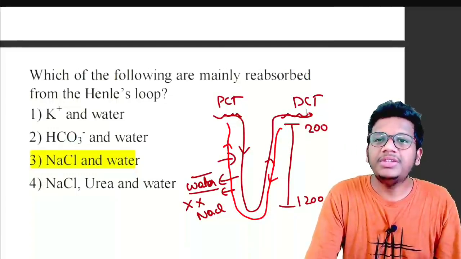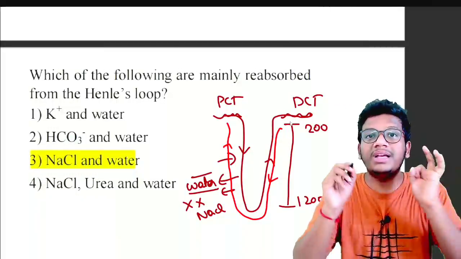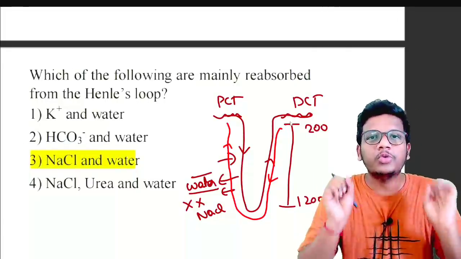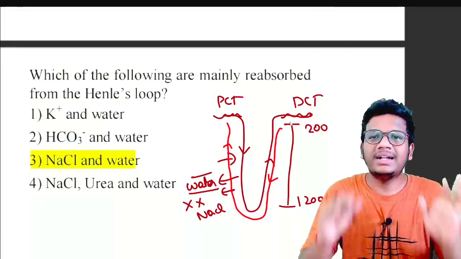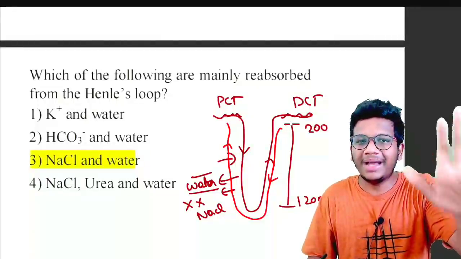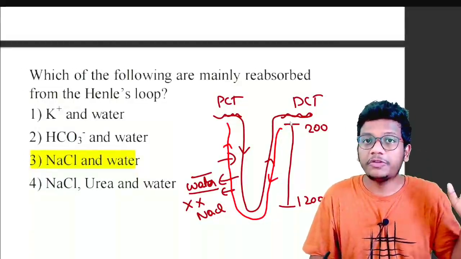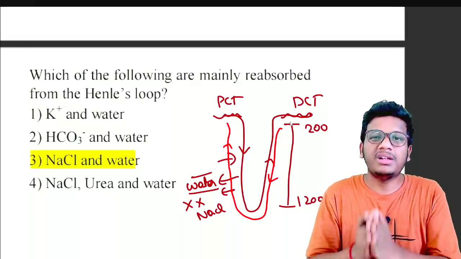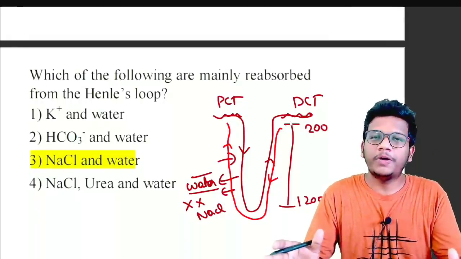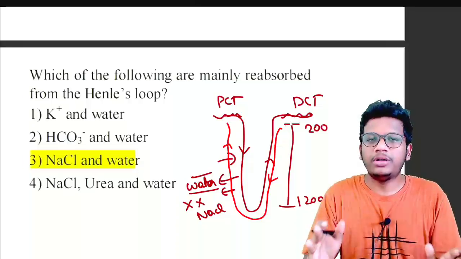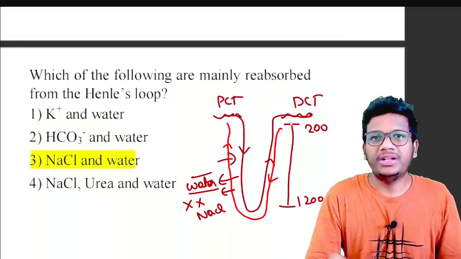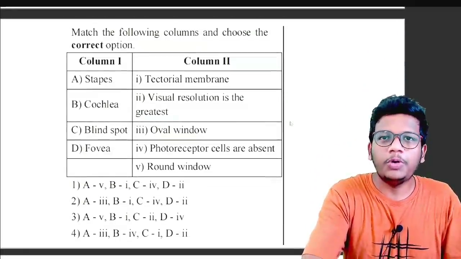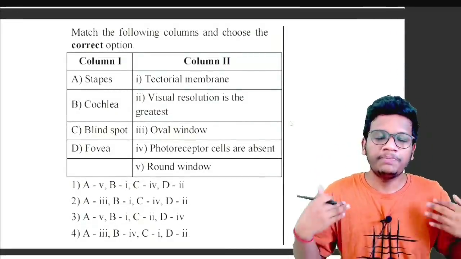Mainly urea is reabsorbed from the collecting duct. The conditional reabsorption of sodium and water takes place at the DCT. Most of the bicarbonates and water are reabsorbed from the PCT, and the sodium, NaCl and water are reabsorbed from the loop of Henle. The main concentration of urine occurs at the loop of Henle. These are the high yielding points for the NEET exam. I hope your entire concept is revised in this video. I am very happy for you.